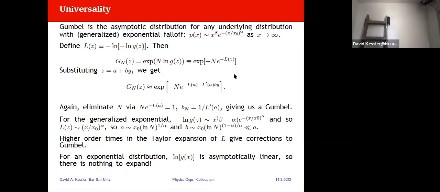So the point is that now you Taylor expand L of z. You substitute z equals a plus by. You do that, you get e to the minus n, e to the minus L of a minus L prime of a, by, dot, dot, dot. Now you define a by n e to the minus L of a as 1. You define b as 1 over L prime, and what do you have left? A Gumbel. So that's how you get a Gumbel. No work. I mean, literally one line.